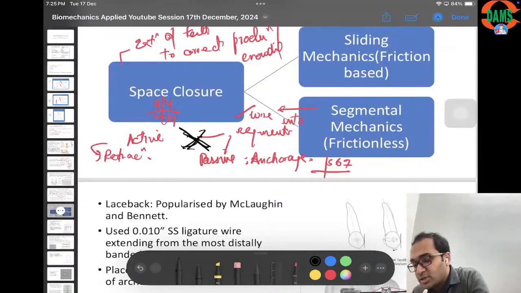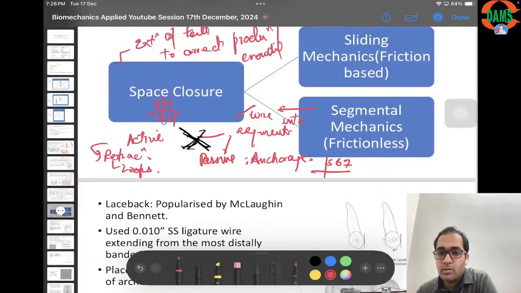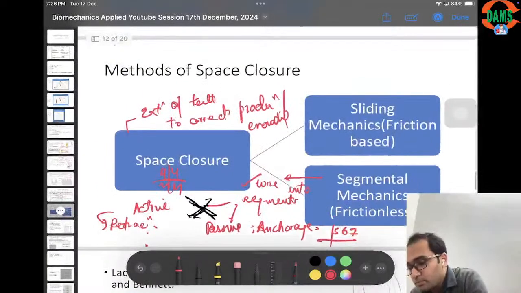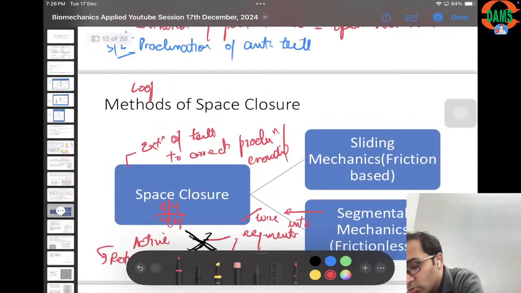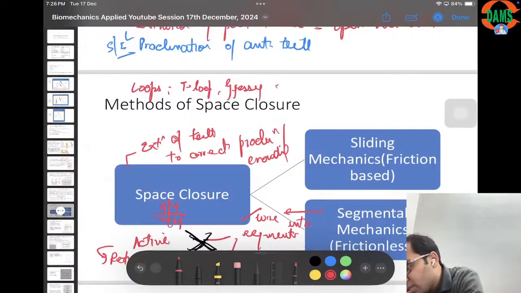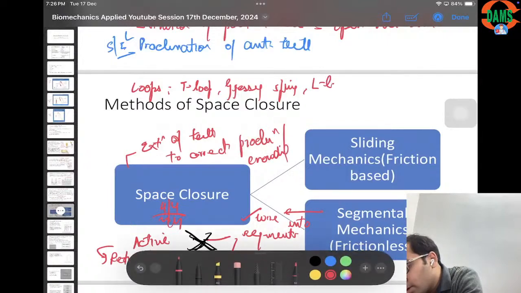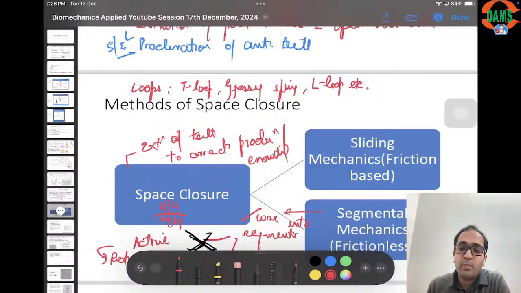So how does the retraction occur? The retraction occurs with the help of loops. I'll just write on the top, with the help of loops. Examples of these loops can be T loop, Jessing springs, L loop, etc. So the retraction is happening with the help of these loops.